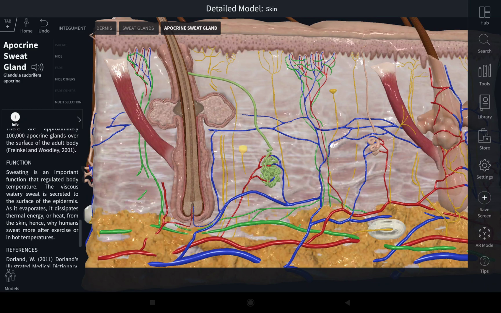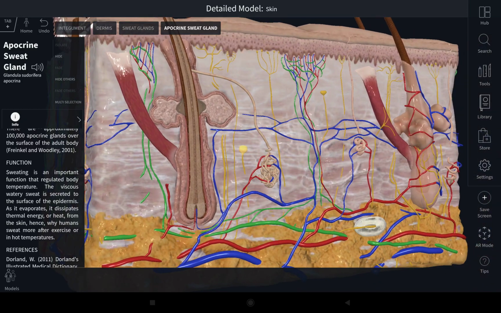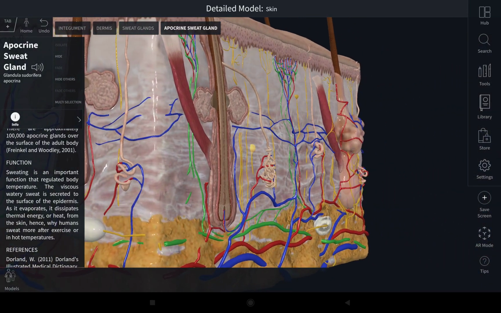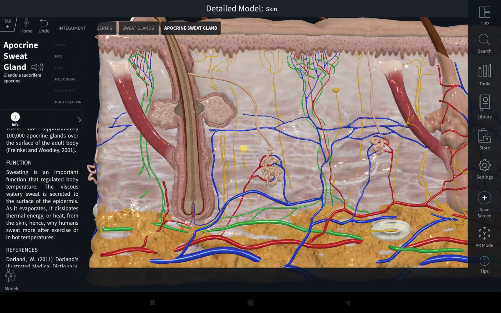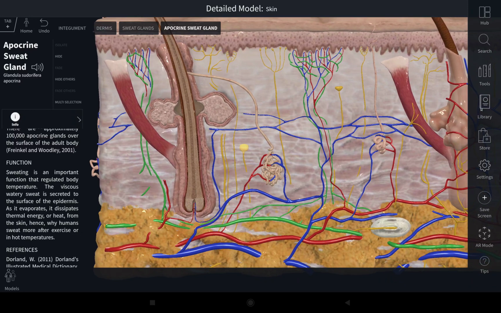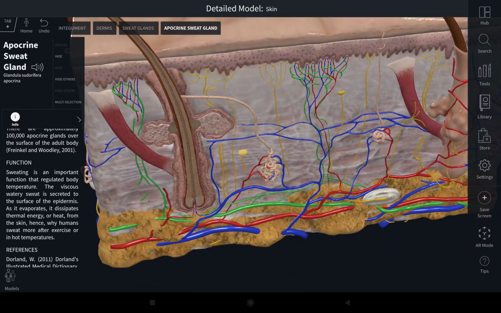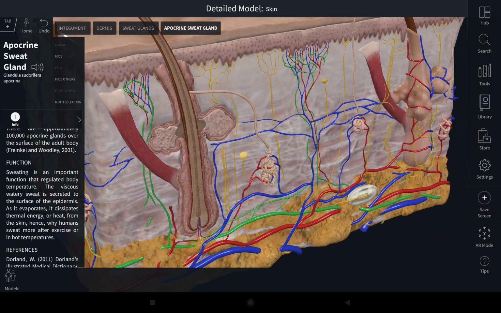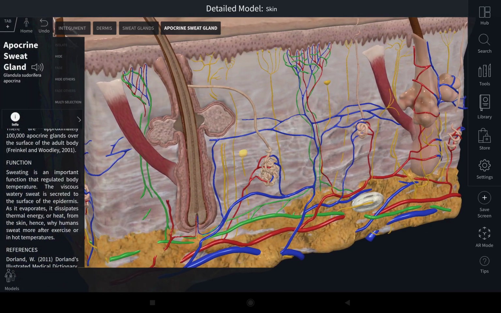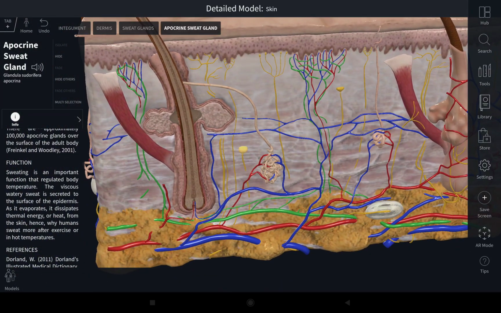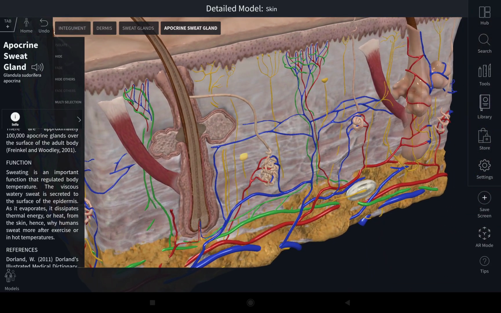Sweating is an important function that regulates body temperature. The viscous watery sweat is secreted to the surface of the epidermis. As it evaporates, it dissipates thermal energy or heat from the skin, hence why humans sweat more after exercise or in hot temperatures.